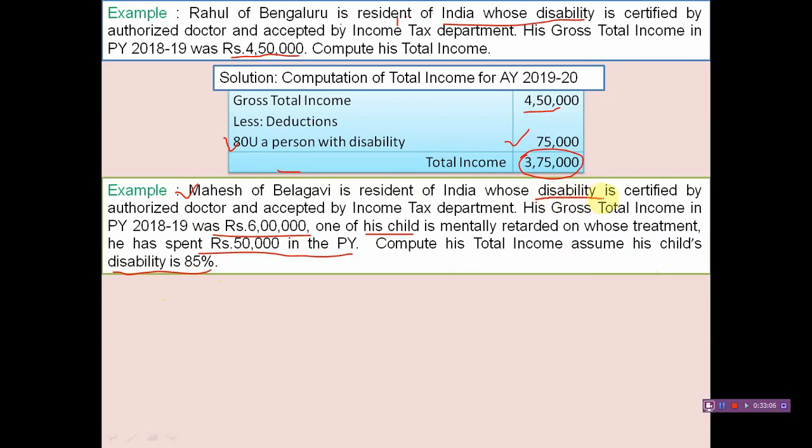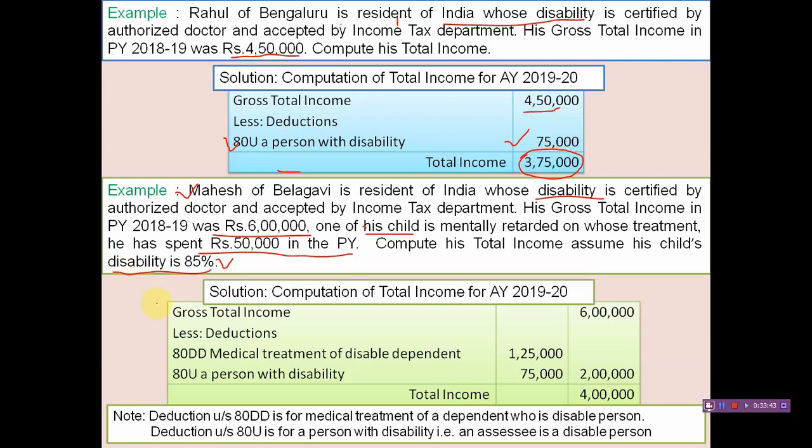So here Mr. Mahesh of Belgavi is a disabled person. He can claim deduction under section 80U, and his child is also a disabled person who is a dependent, and Mr. Mahesh has spent rupees 50,000 for maintenance of his child. Then he can get a deduction under section 80DD also, and here the disability of his child is given, that is 85%. So 1,25,000 deduction is allowed under section 80DD.